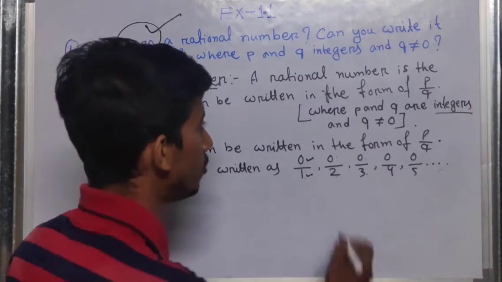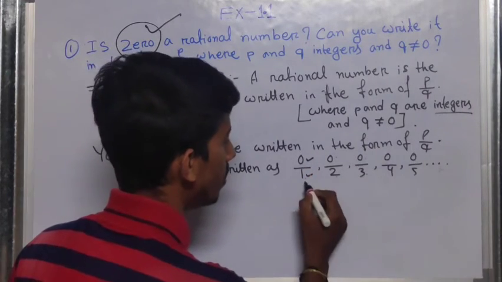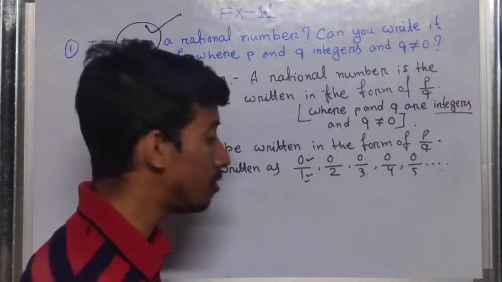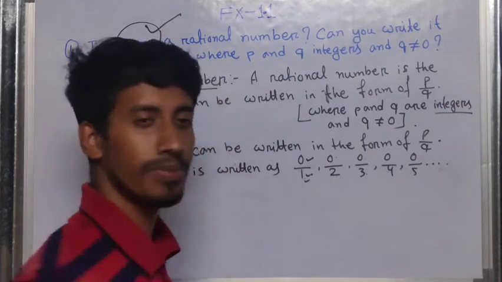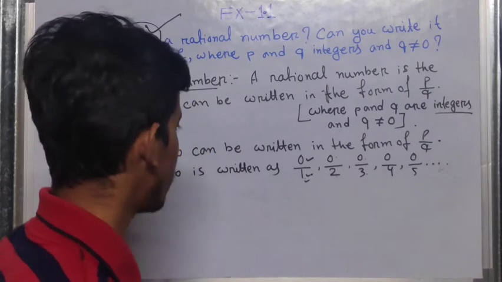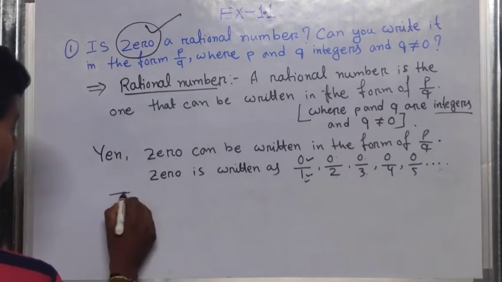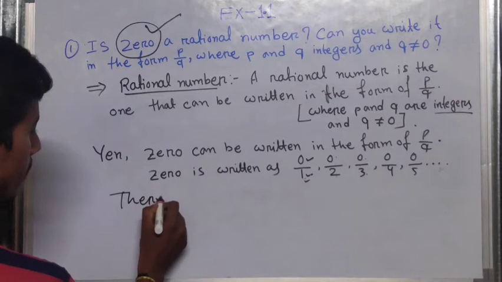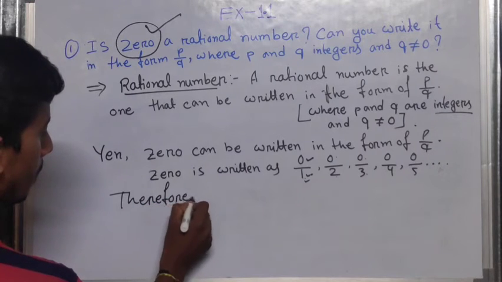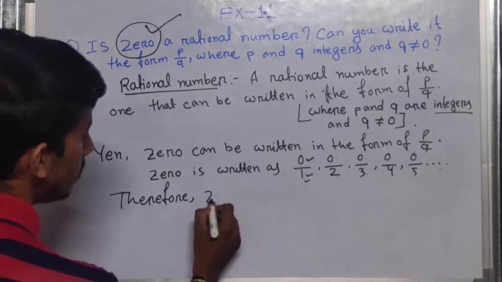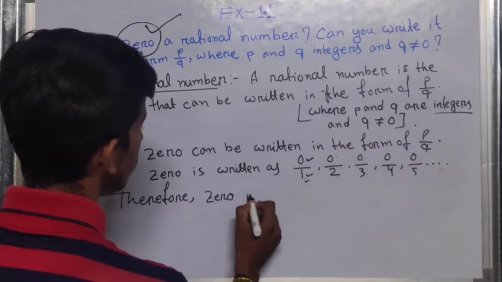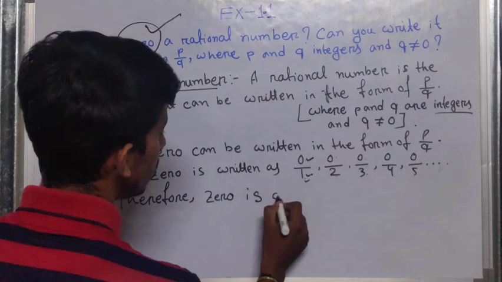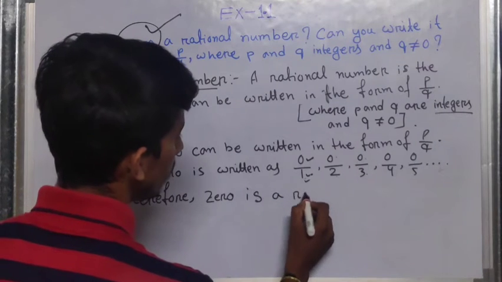And you see, q is not equal to 0. That is the condition on the value of q. I hope everyone is clear. Therefore, 0 is a rational number.